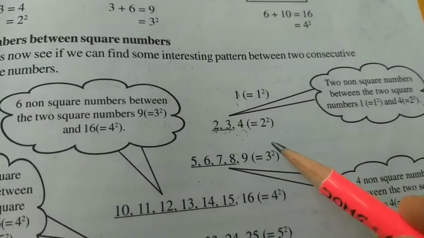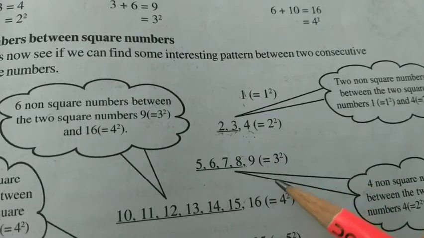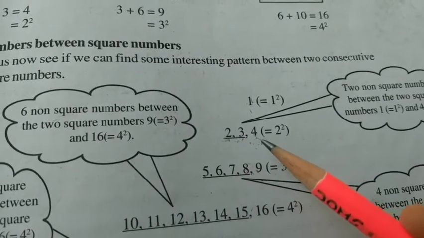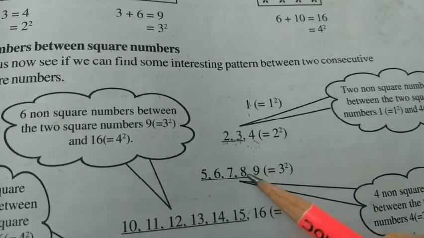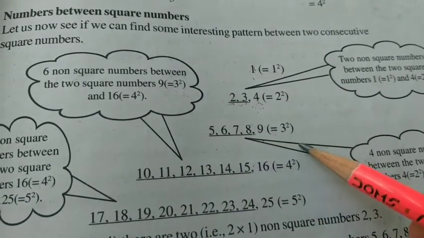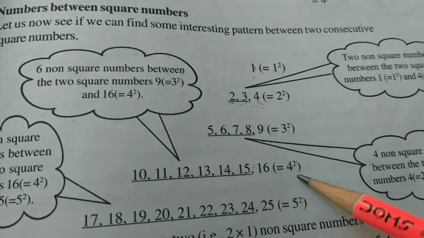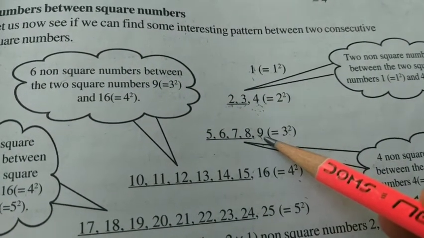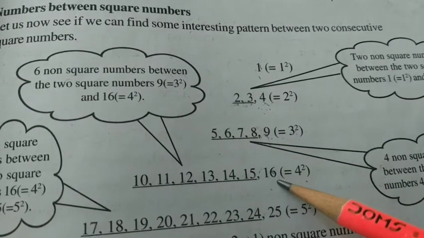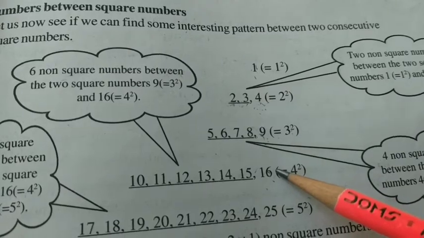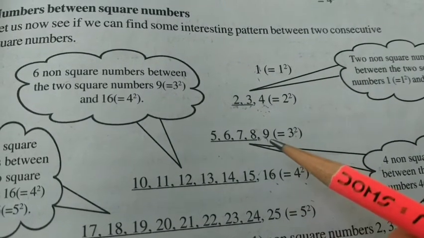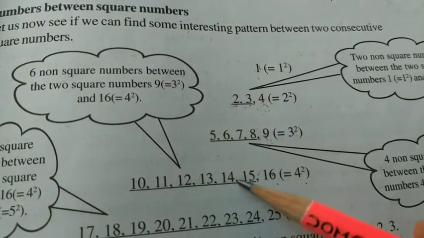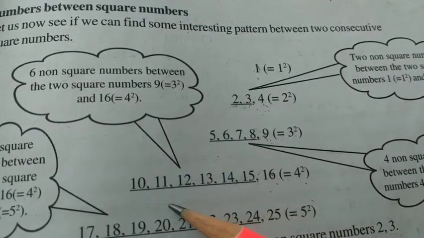Similarly, 2 square and 3 square. 2 square is 4, 3 square is 9. In between 4 and 9, how many numbers exist? After 4, what will come? 5, 6, 7, 8. That is 4. Right? In a similar way, see the next. 3 square and 4 square. 3 square is 9, 4 square is 16. Those two are perfect squares. In between 9 and 16, how many numbers exist? Leave 9, leave 16. So what will be there? 10, 11, 12, 13, 14, 15. How many exist? 6 numbers.